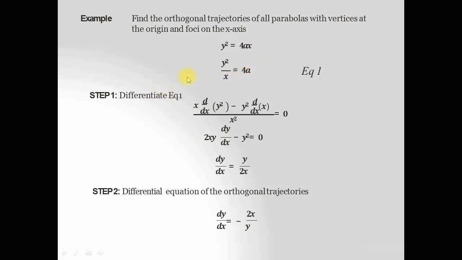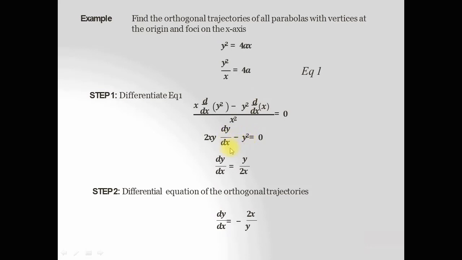Now as I have already told you, in the first step, first of all find the differential equation of the given family of curves. So taking the derivative by the quotient rule, we obtain first times the derivative of second, minus second times the derivative of first, divided by the square of the denominator, and the derivative of 4a is 0 because 4a is a constant. Now by using the chain rule, 2y dy/dx minus y², and the derivative of x is 1.